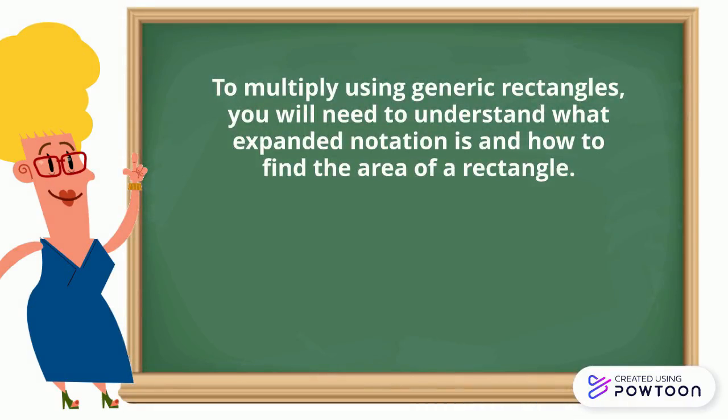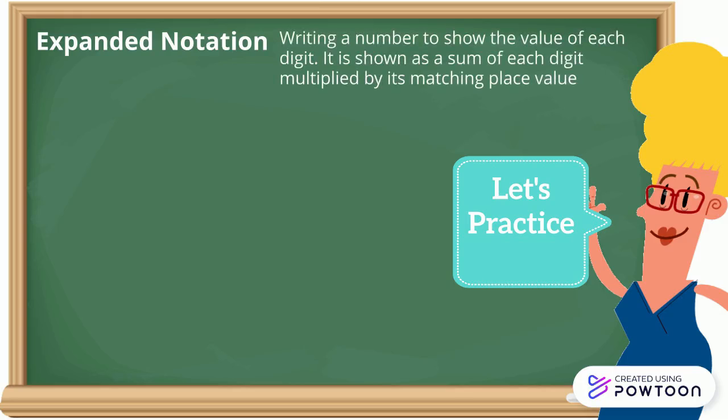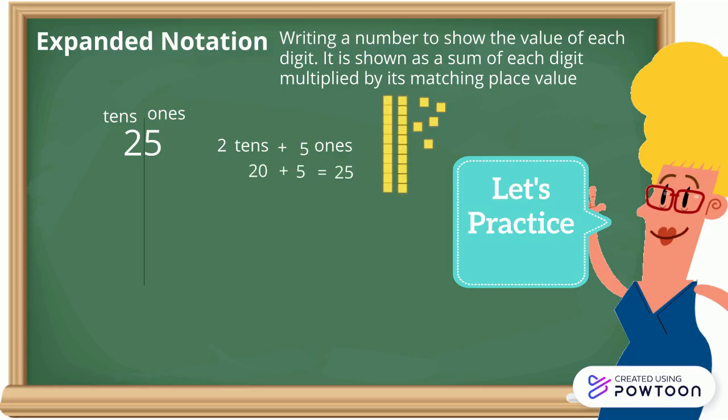To multiply using generic rectangles, we need to make sure that we understand what expanded notation is and how to find the area of a rectangle. So, let's get started. Expanded notation is when you take a number and you break it down into its tens and ones. So 25 would be 2 tens plus 5 ones, which is 20 plus 5 equals 25, and 18 would be done the same way.